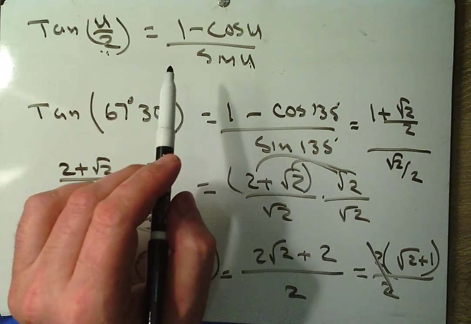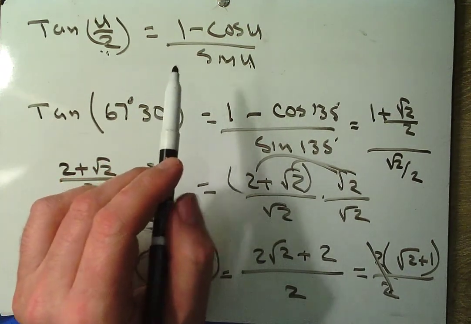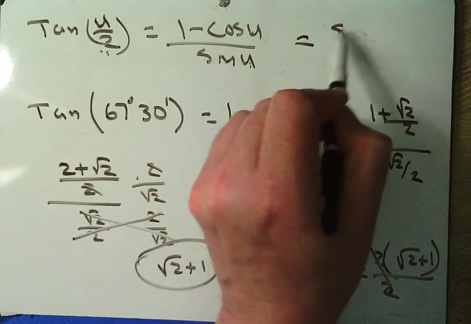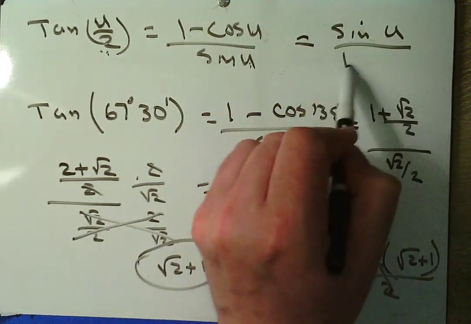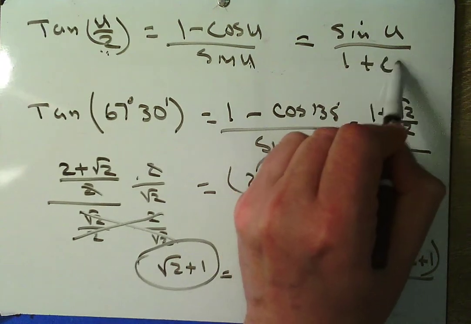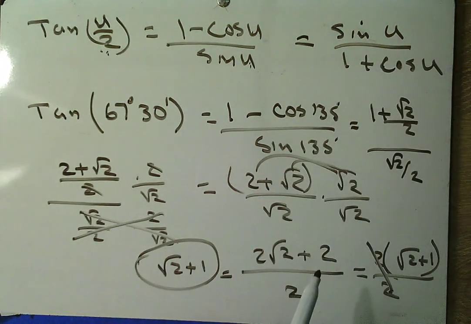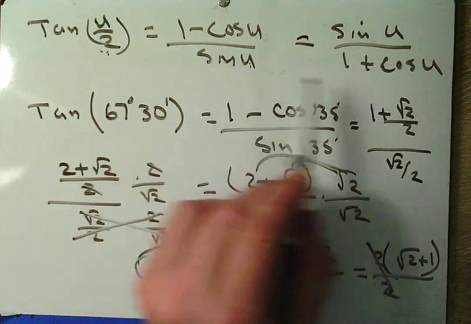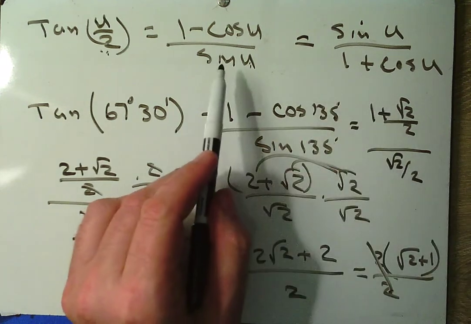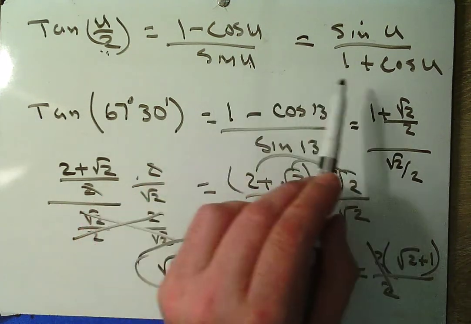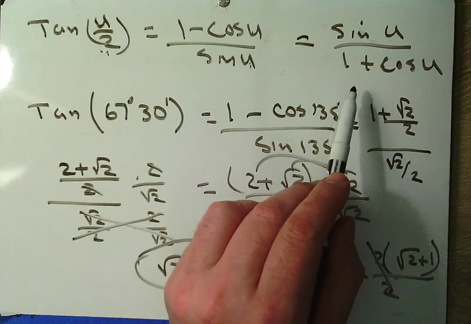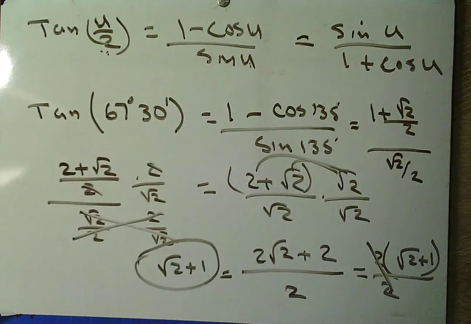There's actually a second tangent half angle formula as well: sine of u over 1 plus cosine of u. I generally like having one thing on the bottom instead of two things on the bottom, so I more often use this one, but this one can be handy from time to time as well. So there's my tangent half angle formula.